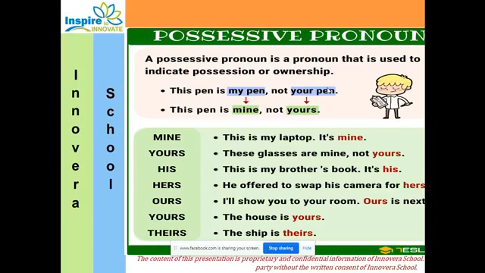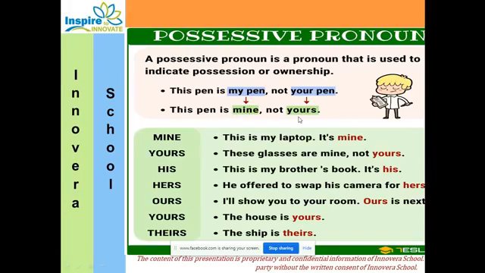Okay, so let's see what a possessive pronoun is. A possessive pronoun is a pronoun that is used to indicate possession or ownership. Okay, possession means belonging. Ownership means belonging. This pen is my pen, not your pen. Here that boy who is standing is saying that this pen is my pen, not your pen. So what does he want to say by using a possessive pronoun? This pen is mine, not yours.